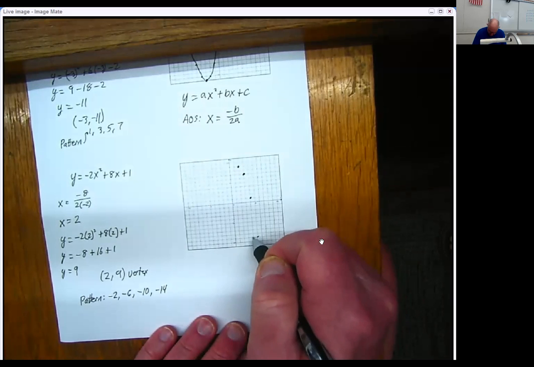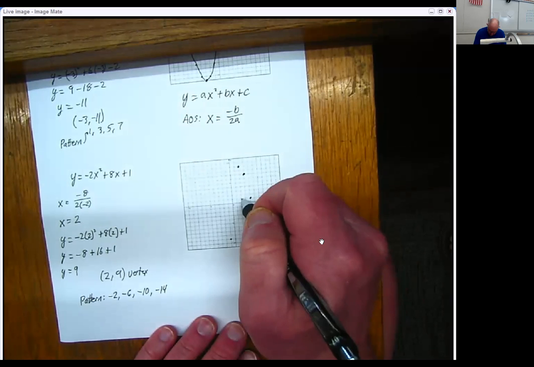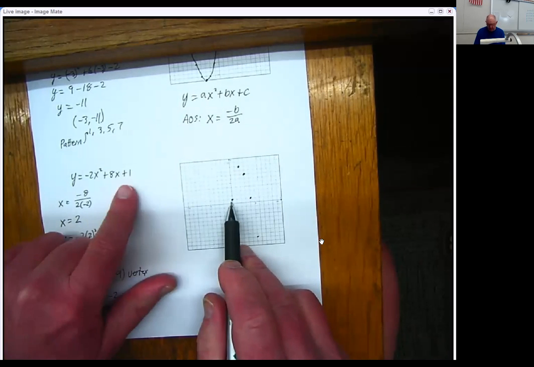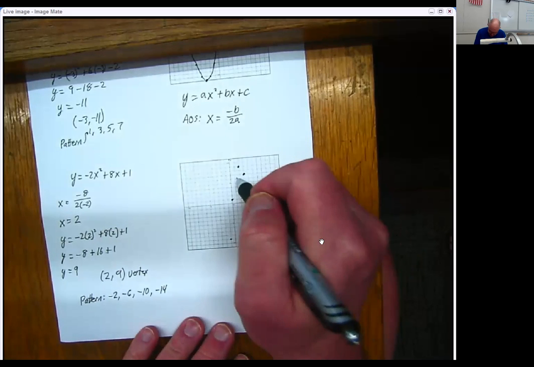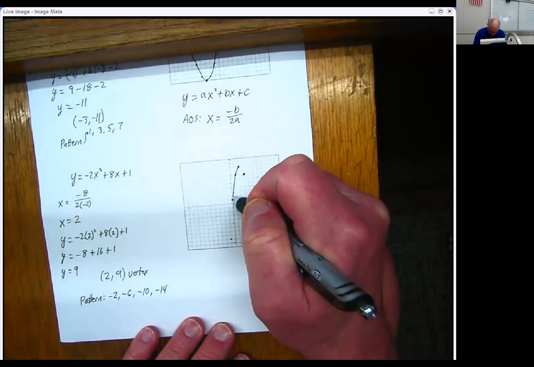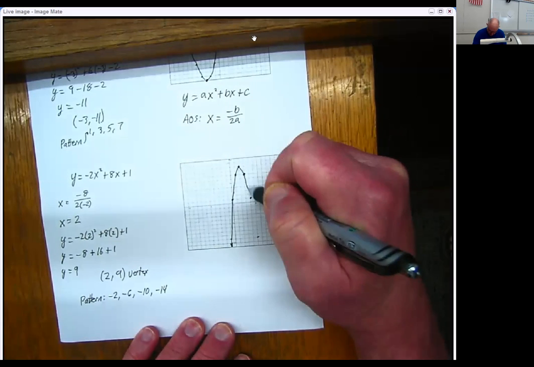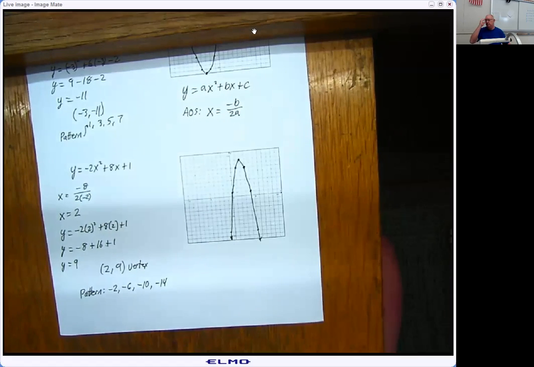Reflect these. And again, we can check this point. Positive 1 matches the c value, which is the y-intercept. So this looks pretty good. All right, fill this in. And let's take a look at Desmos, see how we did.